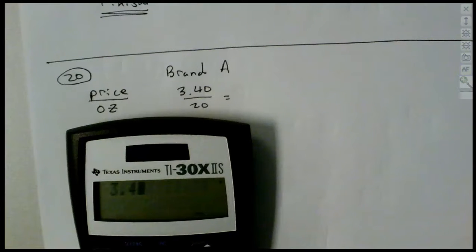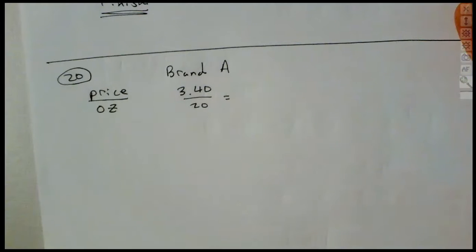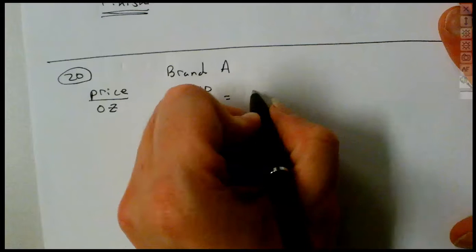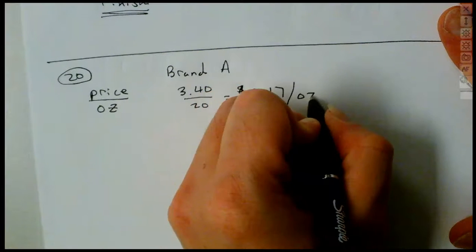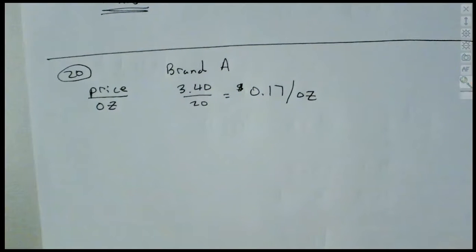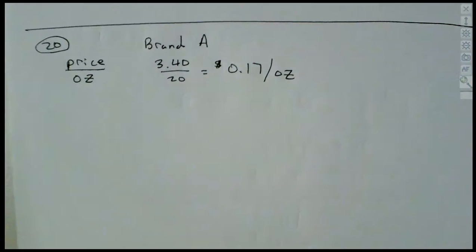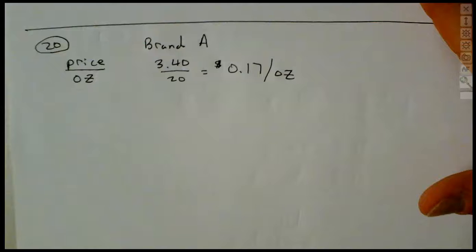So we've got 340. We're going to divide that by our 20. And this comes out to be 17 cents per ounce. We want the one that is cheaper per ounce. So what about brand B?